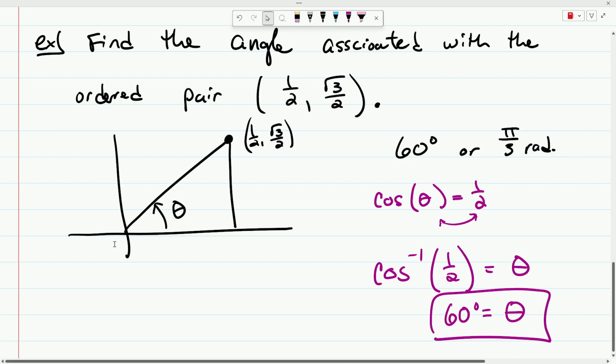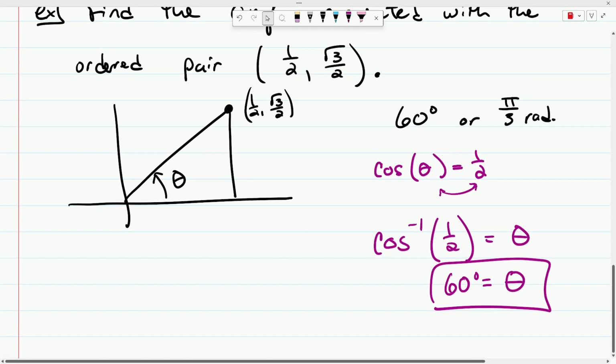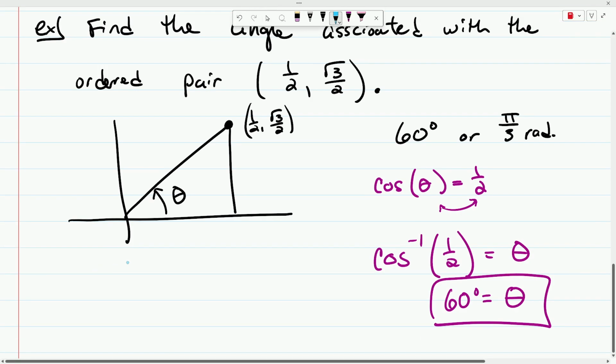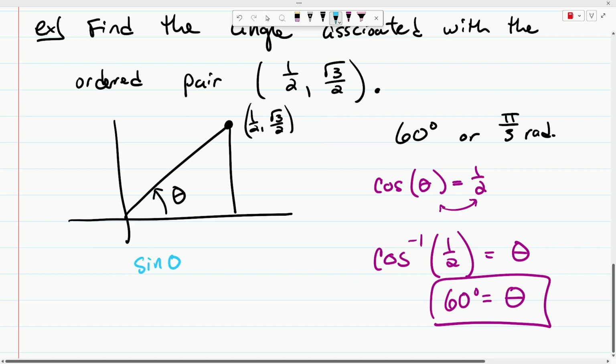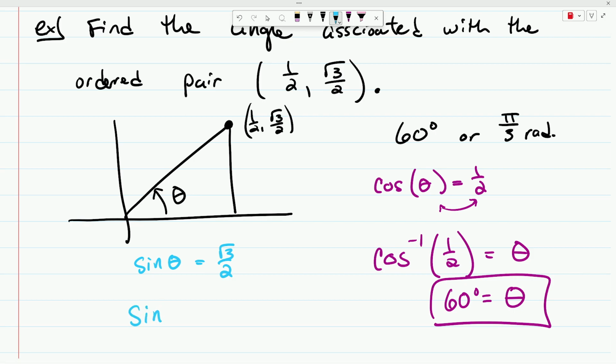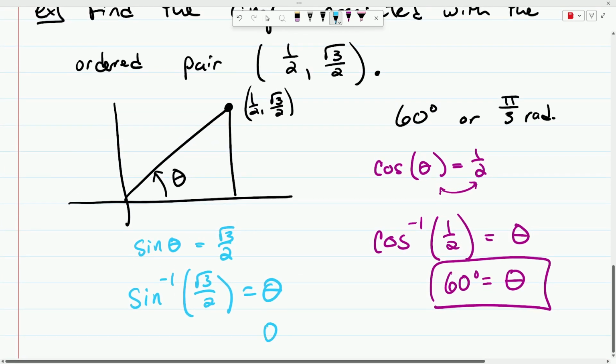You could also have done sine theta, but in this case, I'll write it in blue, I'll write it underneath. Sine theta equals square root of 3/2. So what you would say is, well, the inverse sine of square root of 3/2 equals theta. So theta has to be, once again, I'm already going to write 60 degrees, like I know that.